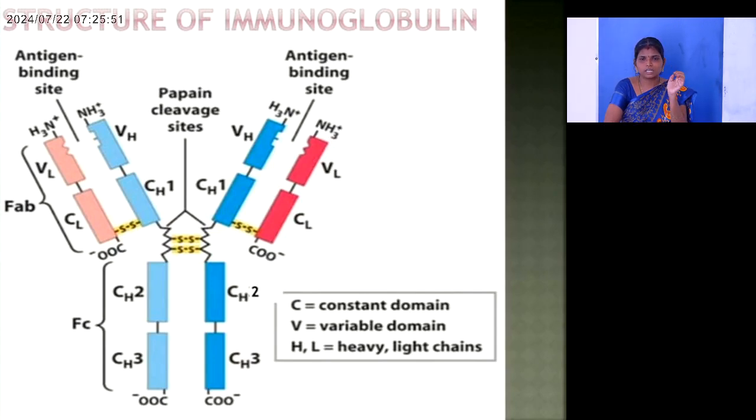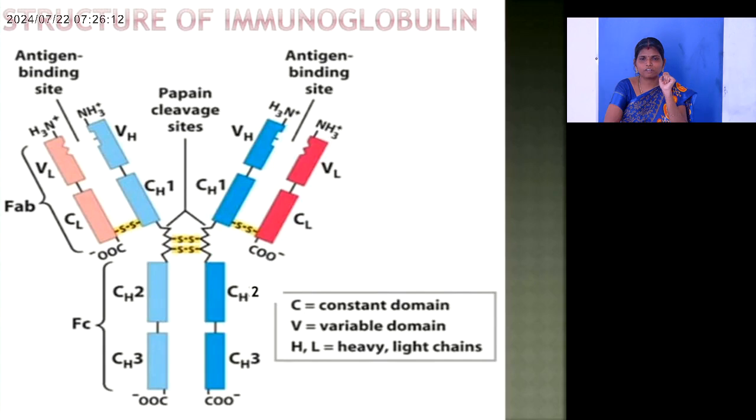These regions are joined together by a disulfide linkage. Each heavy chain and each light chain are joined together by a disulfide linkage. So it looks Y-shaped in structure. In this structure, the upper portion is called the Fab region.